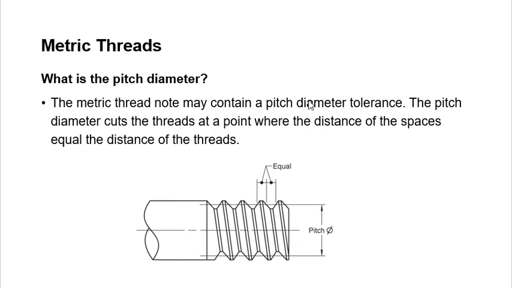Those are the things I'm trying to point out to the students. We're reading the same sentence, but when we interpret it, somehow you miss that major key point right there. The cut is straight in, because you're cutting vertically, not horizontally. So the pitch diameter cuts the threads at the point where the distance of the spaces is going to equal the distance of the thread.